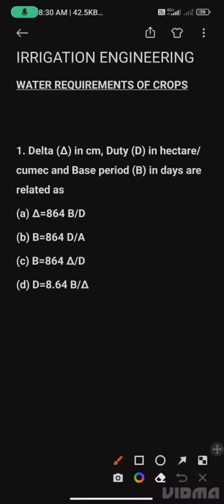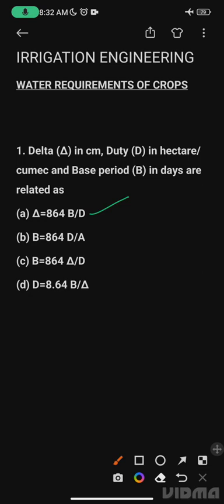Irrigation engineering. Water requirements of crops. 1. Delta in centimeters, duty in hectare per cubic meter per second, and base period B in days are related as: delta equals 864 B by D; B equals 864 D by delta; D equals 8.64 B by delta.